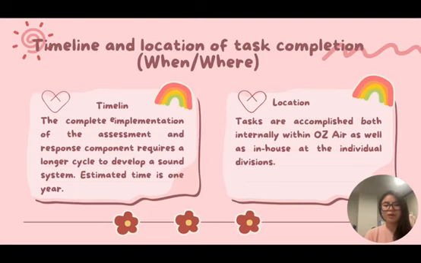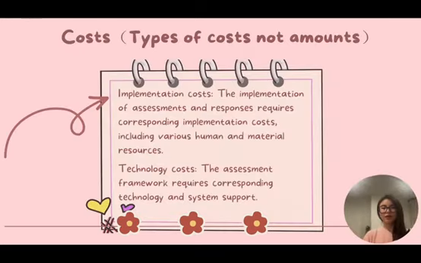This is followed by the location where the test will be completed. This test will be accomplished within the OZR as well as within the diversions. This is followed by the cost of this recommendation. The first is the cost of the implementation. This is because this proposal involves an organized demonstration of the assessment framework. Significant human and material resources will be required to design and operate the framework. For example, the allocation of staff.